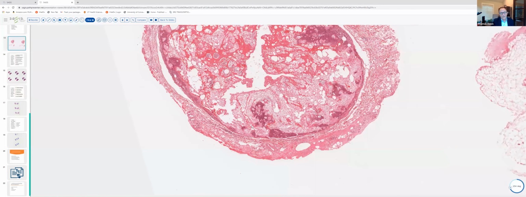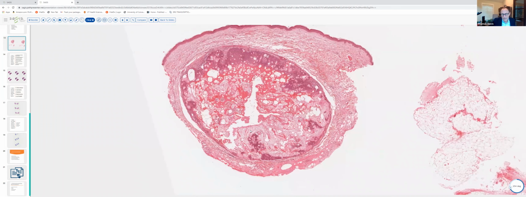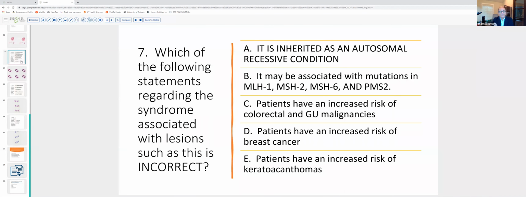So when you see any sebaceous neoplasm, you obviously want to think about the possibility of Muir-Torre syndrome in your patient. And particularly cystic sebaceous tumors such as this have been reported in the literature to occur more frequently in patients with Muir-Torre syndrome. So definitely if you see a cystic sebaceous tumor, you want to think about the possibility of Muir-Torre syndrome. So let's go ahead and move on to our question.